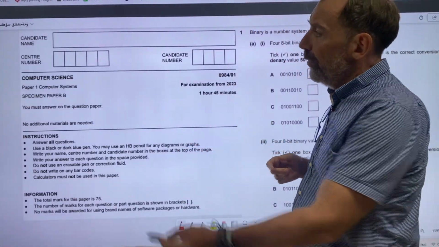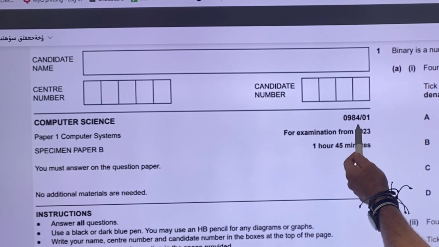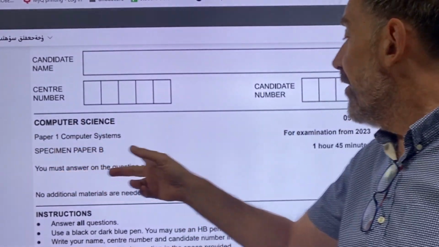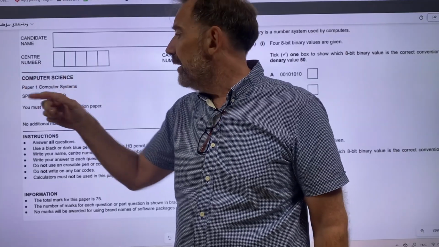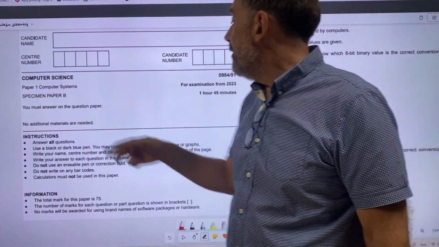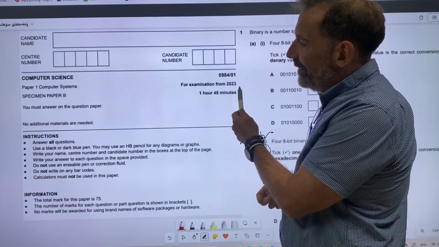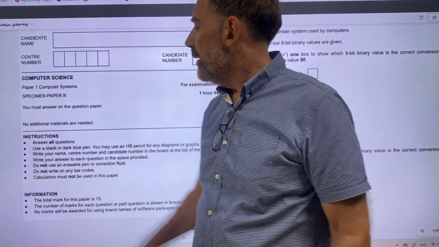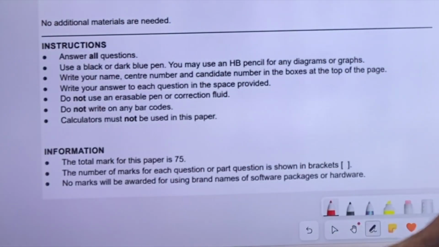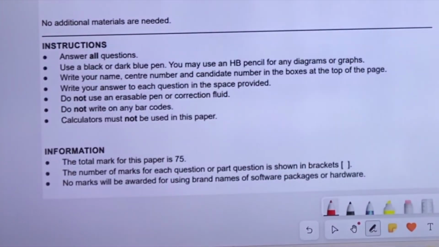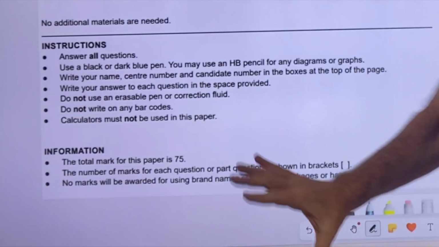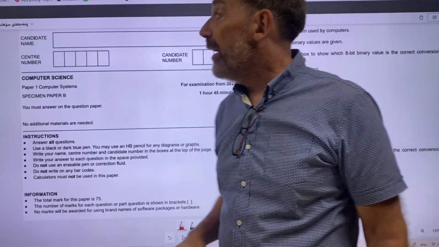This time it's for exam paper 0984. This is again IGCSE, but this is the number 1 to 9. This is specimen paper B from 2023. Okay, again, as always, no calculator is allowed for any computer science paper in terms of IGCSE, so please bear that in mind.